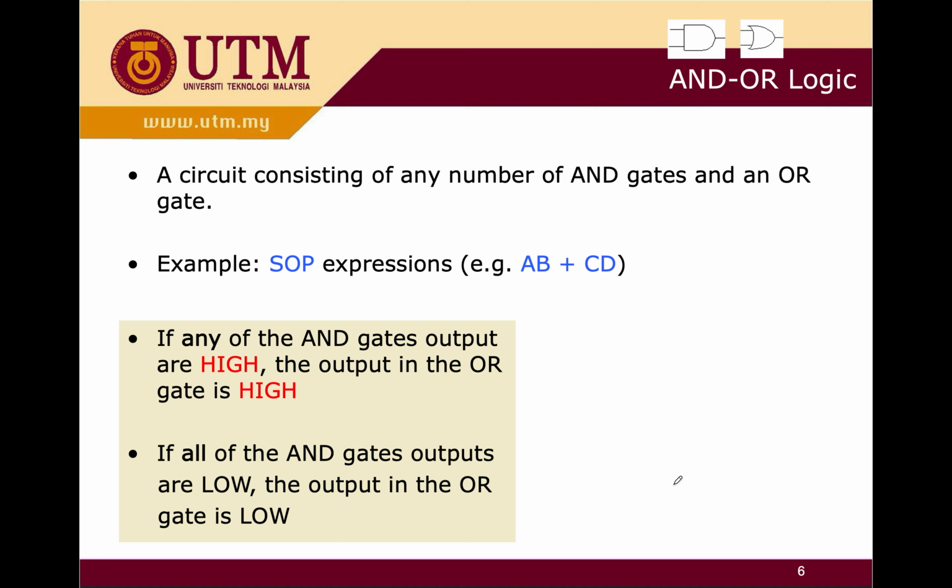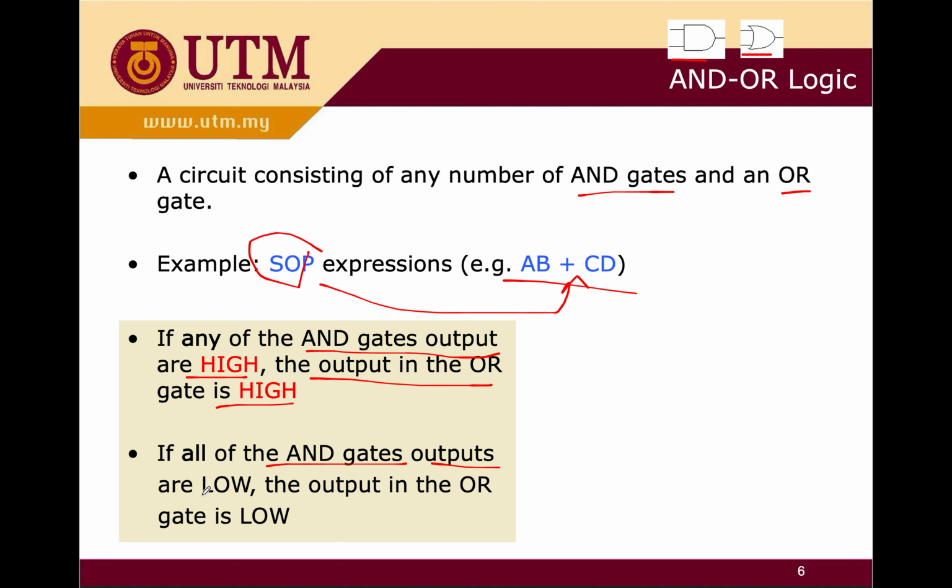Over here you can see this is your AND, and then this is your OR logic. I guess we have already repeated this many times. This is an example of how the SOP expression is represented with AND gates and an OR gate. If any of the AND gates' outputs are high, the output of the OR gate is high. And if all the AND gate outputs are low, the output of the OR gate will be low.